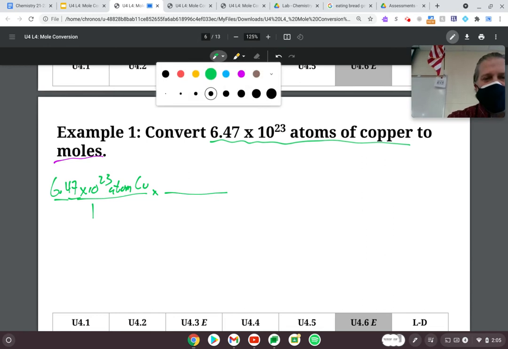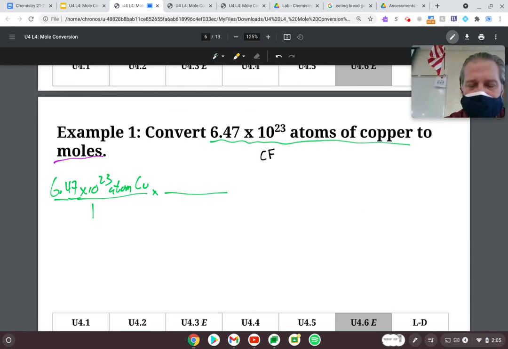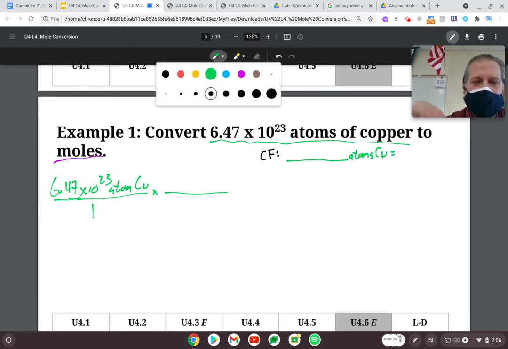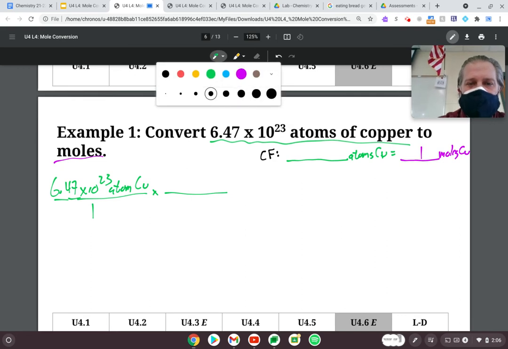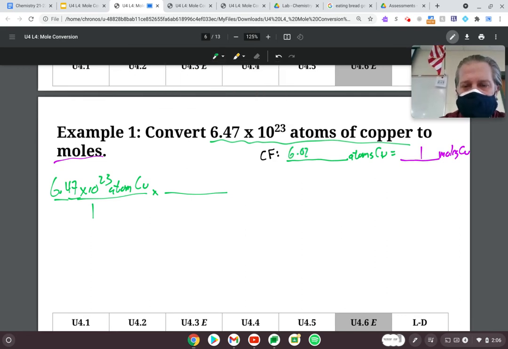And then I'm going to set up a conversion factor, because I really need to figure that out. So I need to know the relationship between atoms of copper and moles of copper. And if you recall from the slide above, we said that 1 mole of anything was equal to 6.02 times 10 to the 23 atoms of anything.